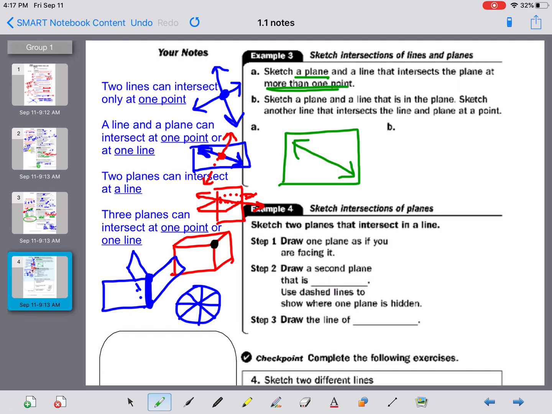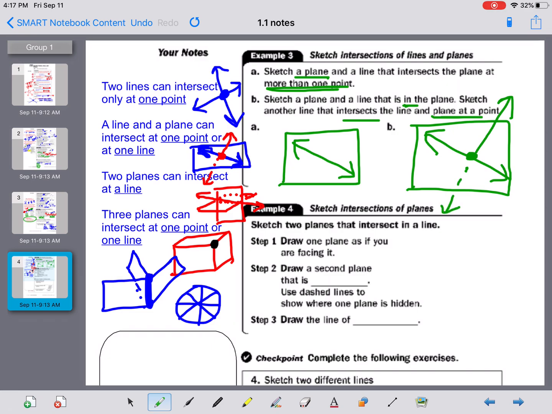Now I need to sketch a plane and a line that is in the plane. Okay, so I have a plane, a line that is in the plane. In means right here, all the way across. And I'm going to sketch another line that intersects the line and the plane at one point. So here's one point. I'm going to bring this line down. It's touching it here, but then it's poking through and going all the way through.